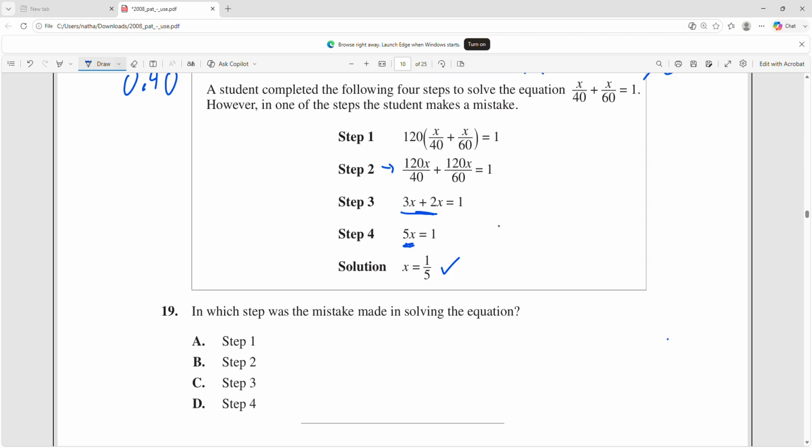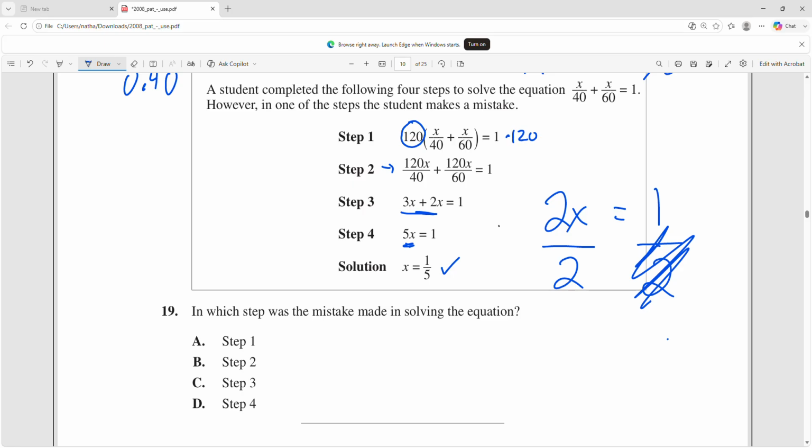What do we always do when we're solving equations? If I do something to the left side, I have to do it to the right side. I can't just divide by 2 without doing it here, right? And that's what they forgot to do. They multiplied by 120 here with the intent of getting rid of these denominators, but you can't just multiply the left side by 120 and say that everything's still equal. They should have also multiplied the right side by 120. So the mistake was made in step number 1. Okay.